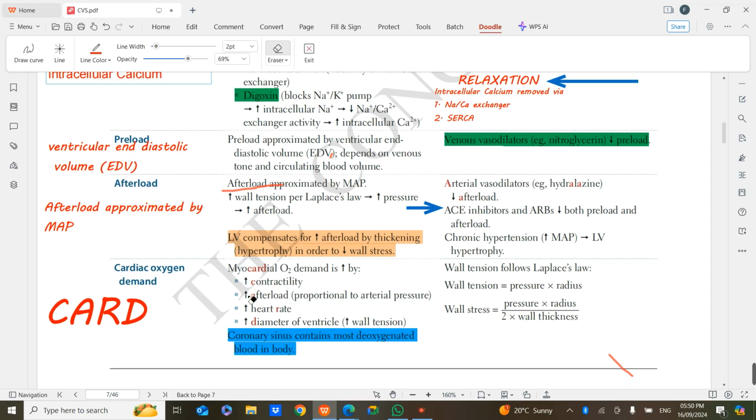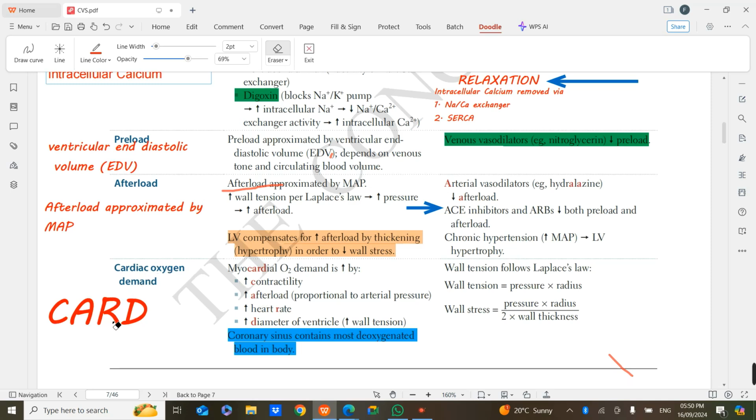If afterload is high, the heart is pumping against high resistance. Blood pressure is high. The heart is doing a lot of work. You remember, work is equal to pressure times volume. What do you think is going to happen? The heart will be doing more work. Then oxygen demand by the heart is also going to rise.